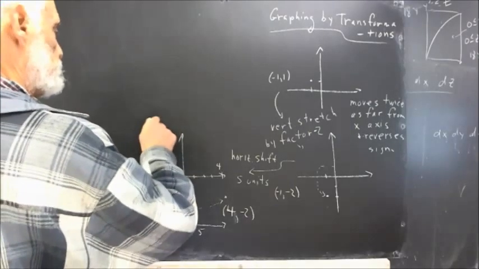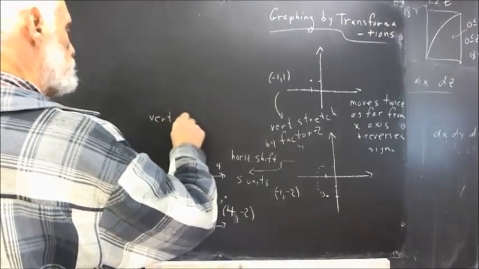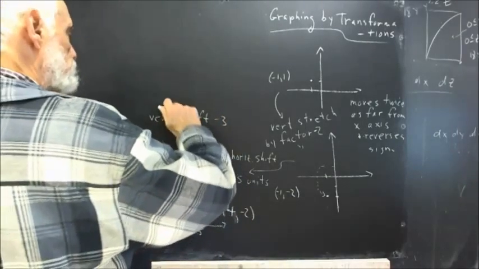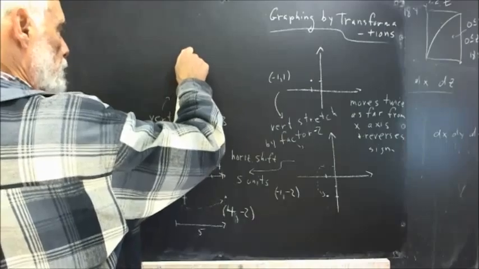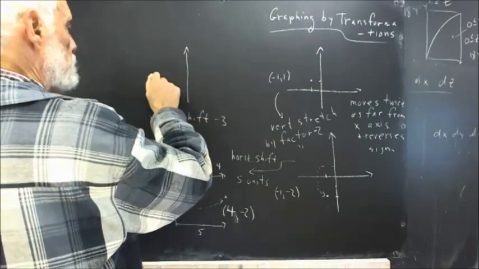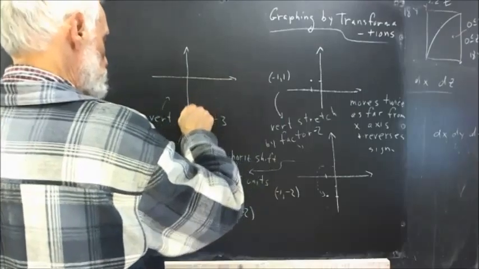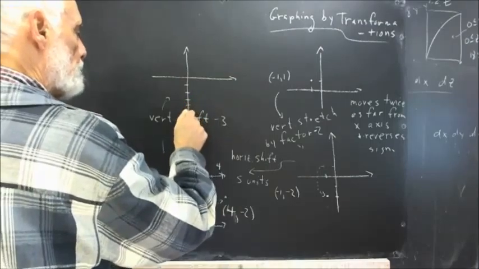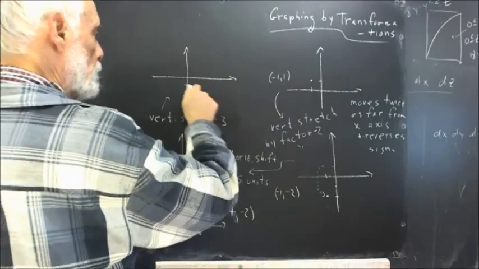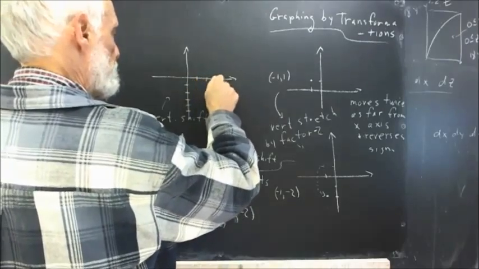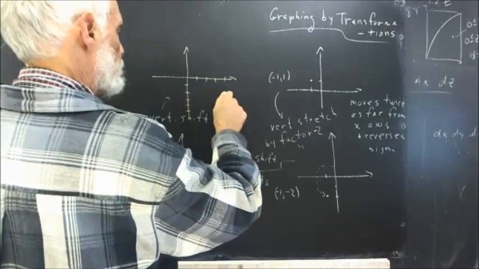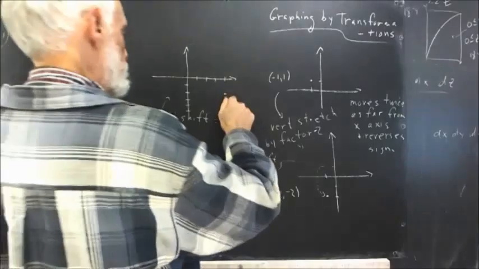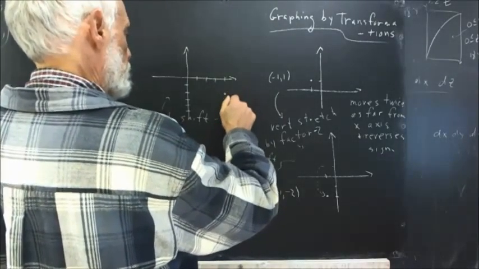So this graph goes through a vertical shift of -3. So we're at 4, -2. We're going to have to go down somewhat lower. So we start here at 4, -2, and we shift it 3 units downward. So that's going to move it here.